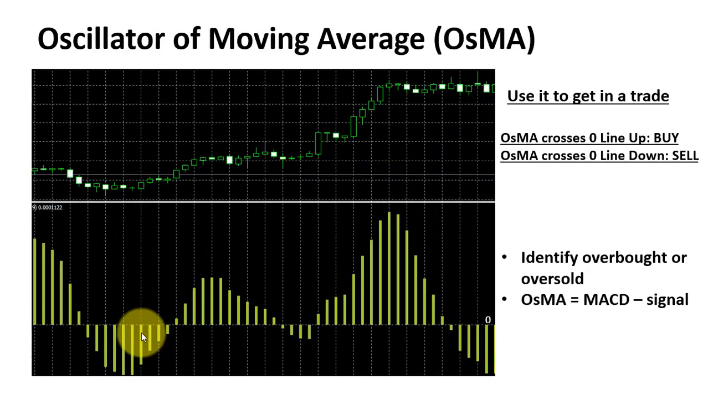Next indicator is called the oscillator of moving average, OsMA. The OsMA is the difference between the 2 key values of an indicator. Take, for example, a MACD indicator. It has a MACD line and a signal line. So the difference between these 2 lines is called the oscillator of moving average, or OsMA.